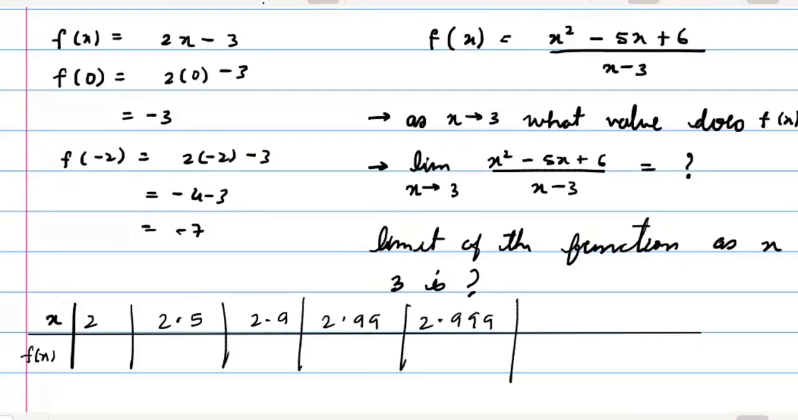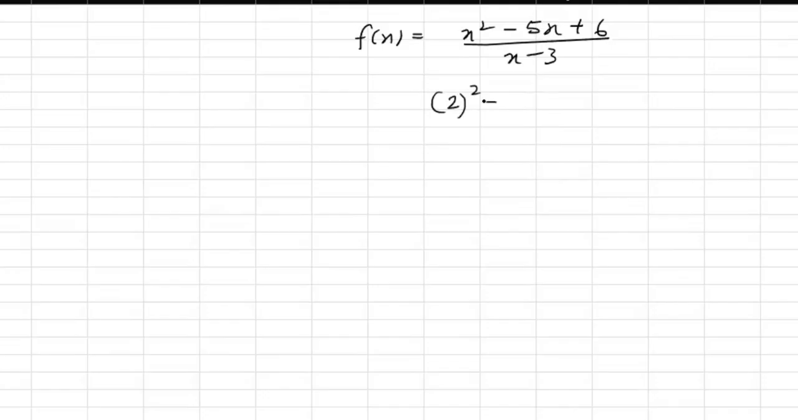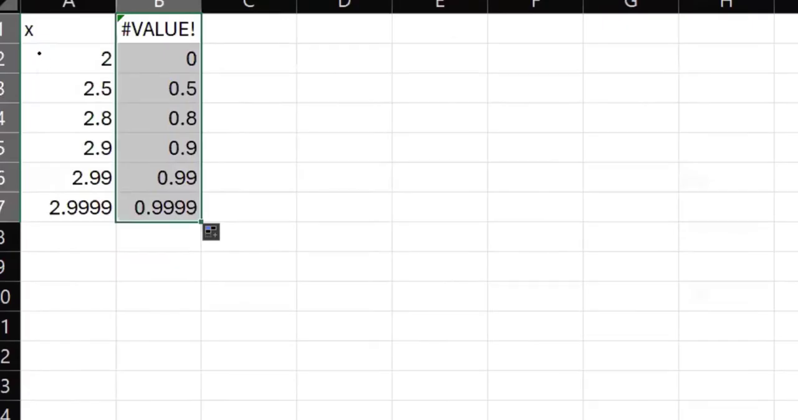And so what will be the corresponding value that the function will take? Okay, we can check that if it is giving us the correct answer. So 2 squared minus 5 into 2 plus 6, and this is 2 minus 3. So this is 0 over minus 1, that is 0. So it's giving us the correct value.